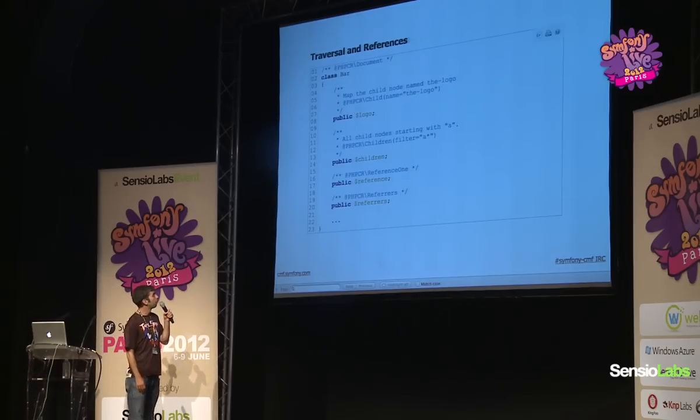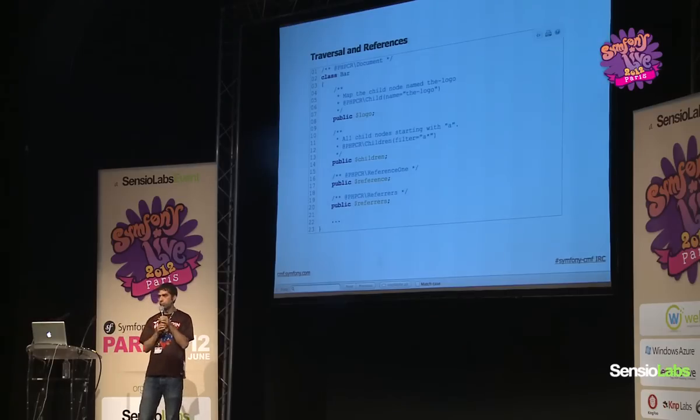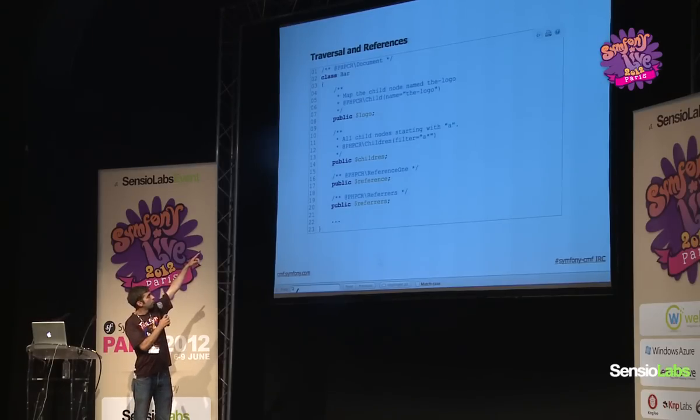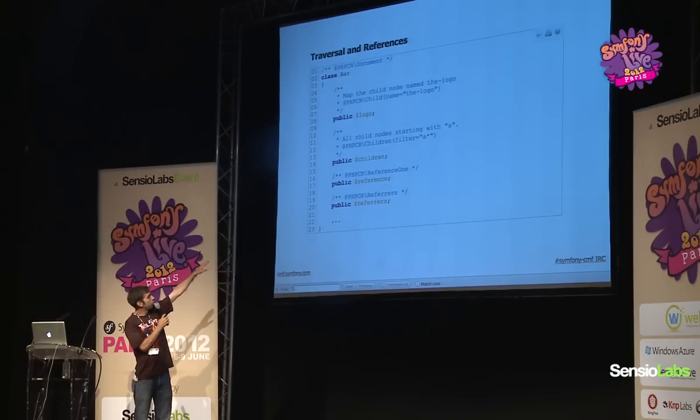Let me show you some more mappings. So for example, imagine we have a page and we also always want a logo. With that mapping, we define that there's a child, and that child has the node name, the logo. And on that, you just assign another document instance that contains an image or something like that. You can also have a collection of children.